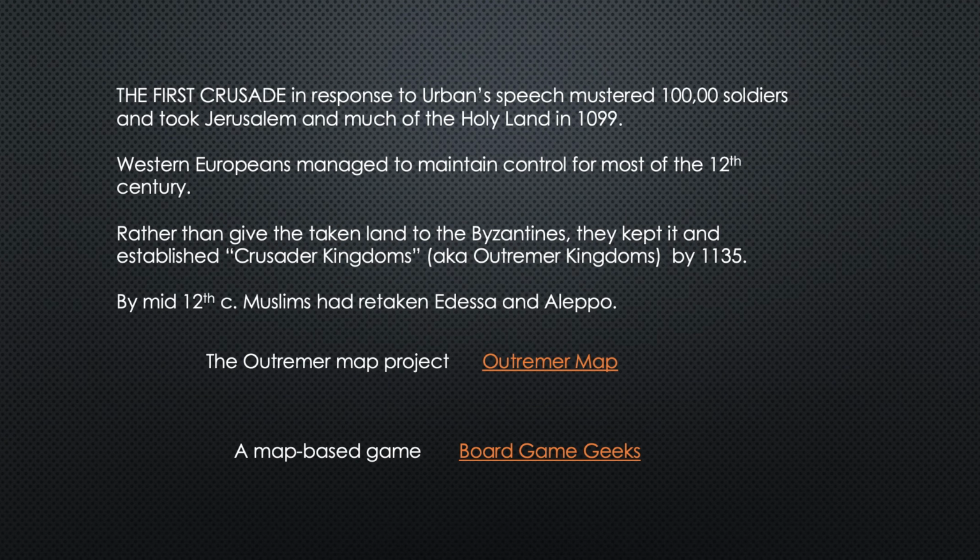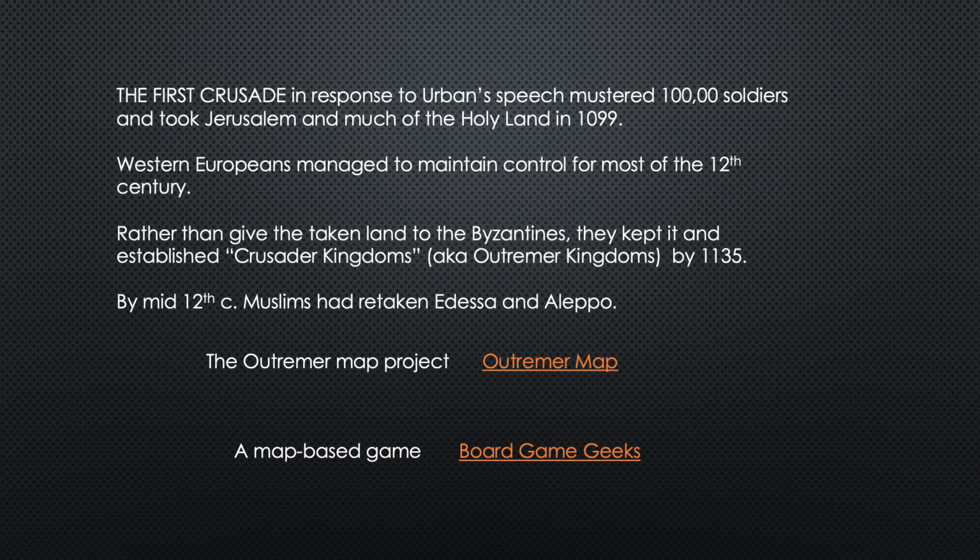So the first crusade, in response to Urban's speech, mustered 100,000 soldiers and took Jerusalem and much of the Holy Land in 1099. Western Europeans managed to maintain control for most of the 12th century. Rather than give the taken land to the Byzantines, they kept it and established Crusader kingdoms, also known as the Outremer kingdoms, by 1135. By the mid-12th century, Muslims had retaken Edessa and Aleppo.